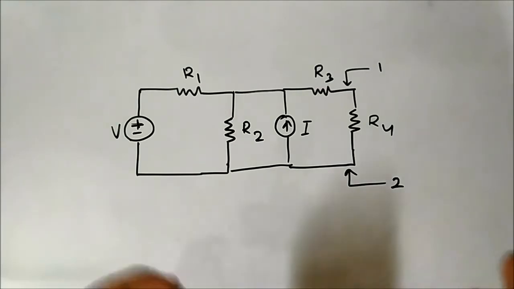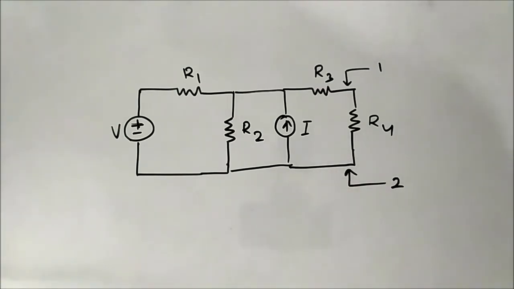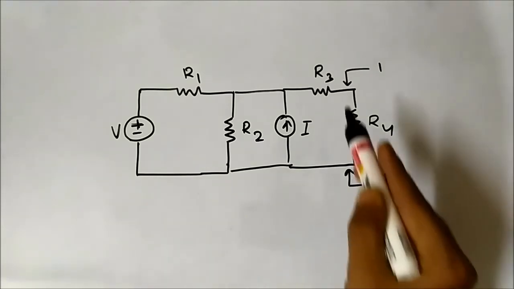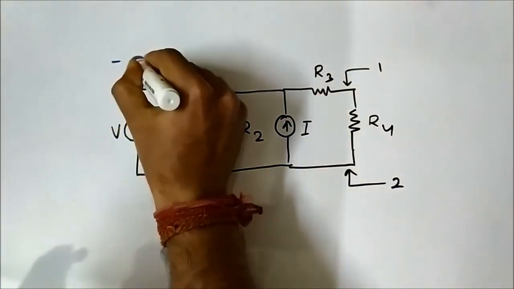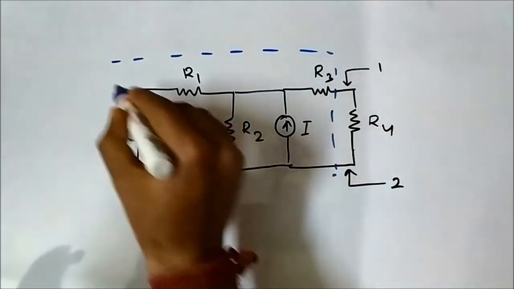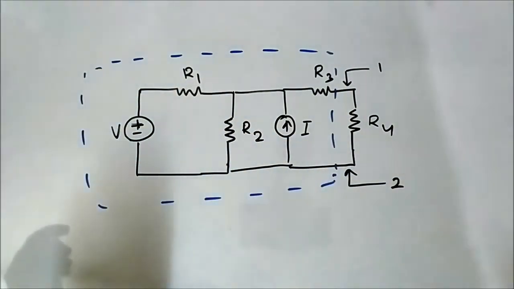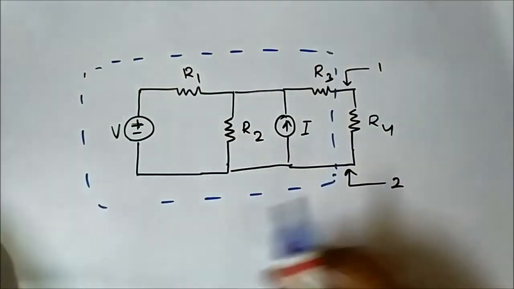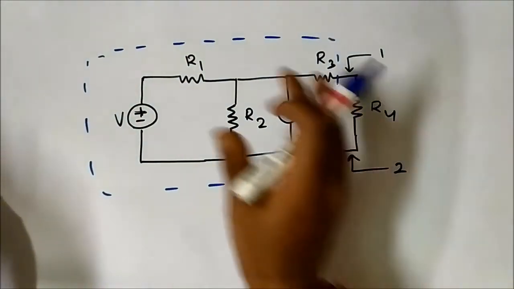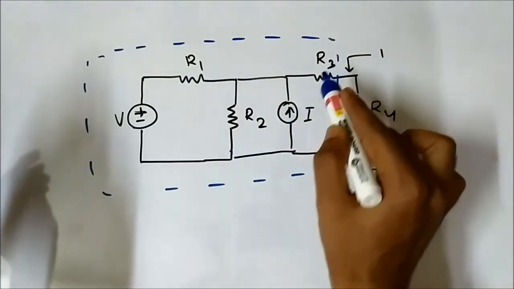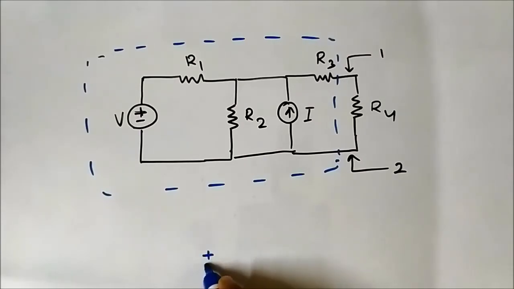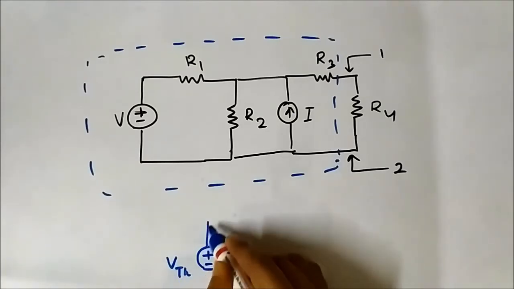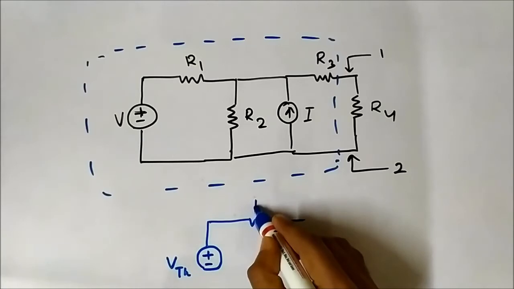So what we have to do and what that essentially means is that all of this portion within the dotted boundaries, all of the voltage source, R1, R2, R3, the current source, we will replace with a voltage source in series with a resistance.